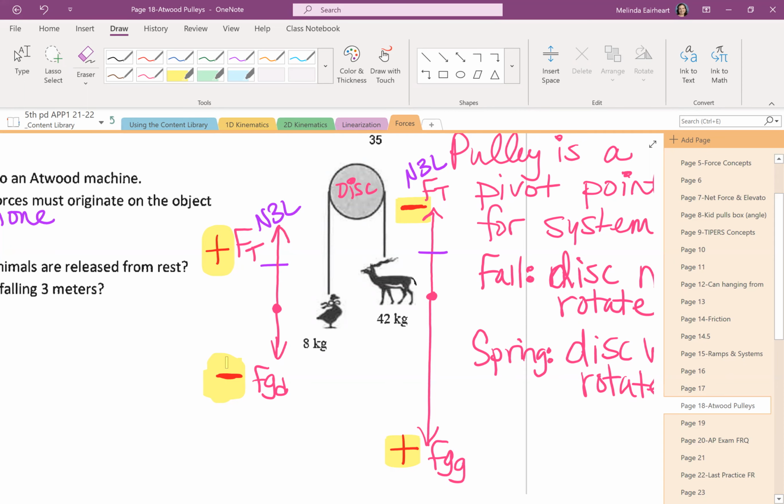Watch my hands. If we started both objects at the same height, when you release them, the gazelle goes down as the duck goes up, right? Think of it as an animated picture. As the gazelle goes down, the duck goes up. Forward is positive. They just have a different forward direction. And you have to do that because when we write our FNet statements, that's the only way the tension will cancel. Take a system approach.